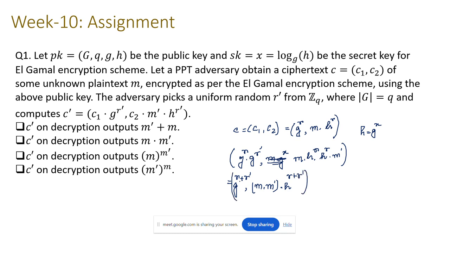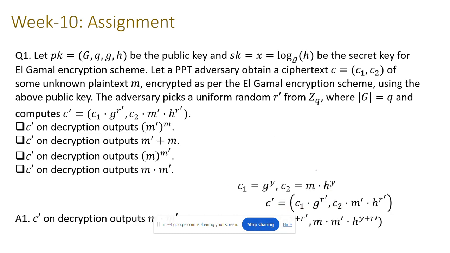Because R is randomly chosen and R dash is also randomly chosen, R plus R dash is also uniformly random over ZQ, and so this essentially has the correct form of an ElGamal ciphertext, where the underlying plaintext becomes M into M dash. So the second option is correct. I hope that is clear. Proceeding to the next question.